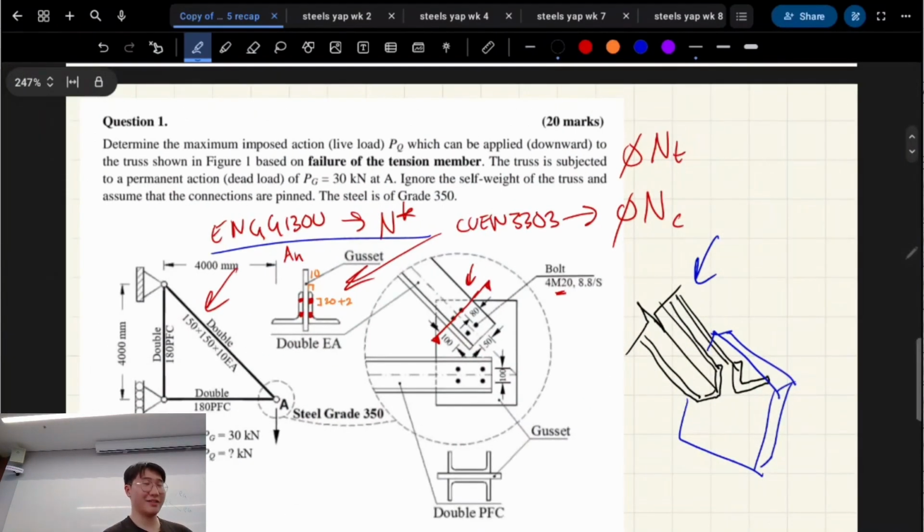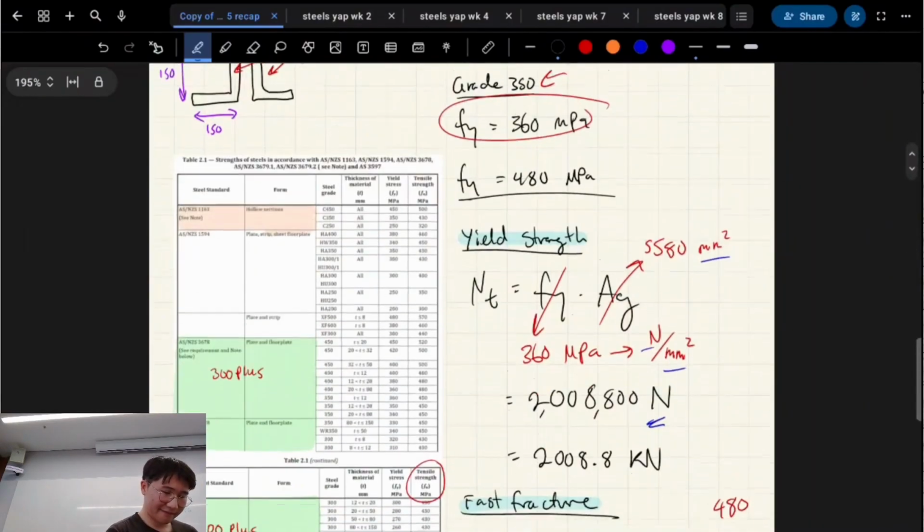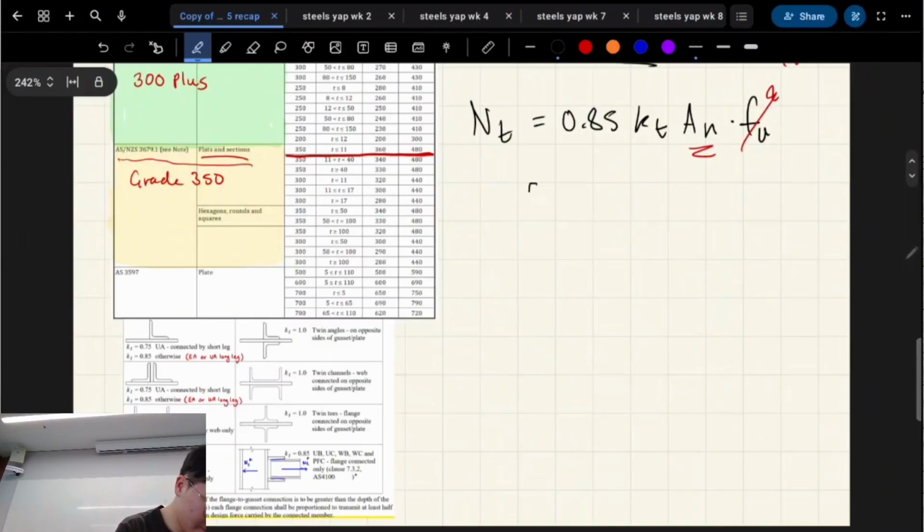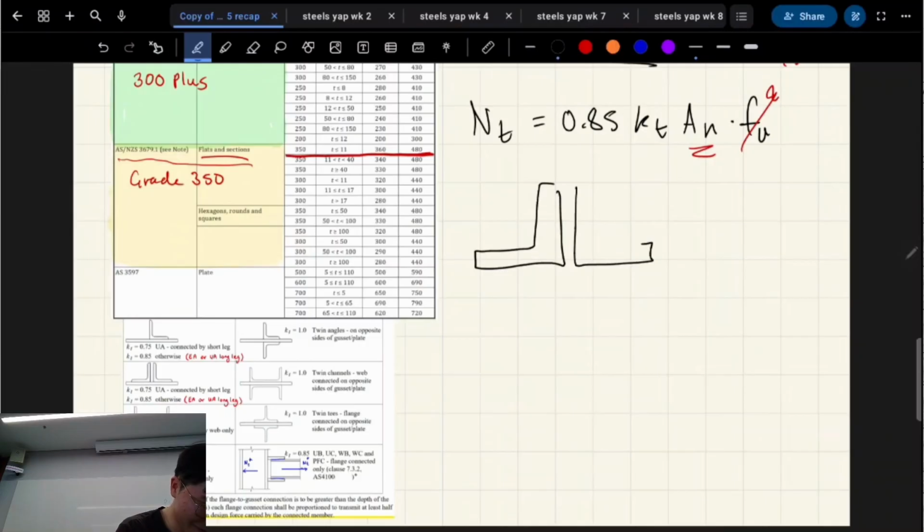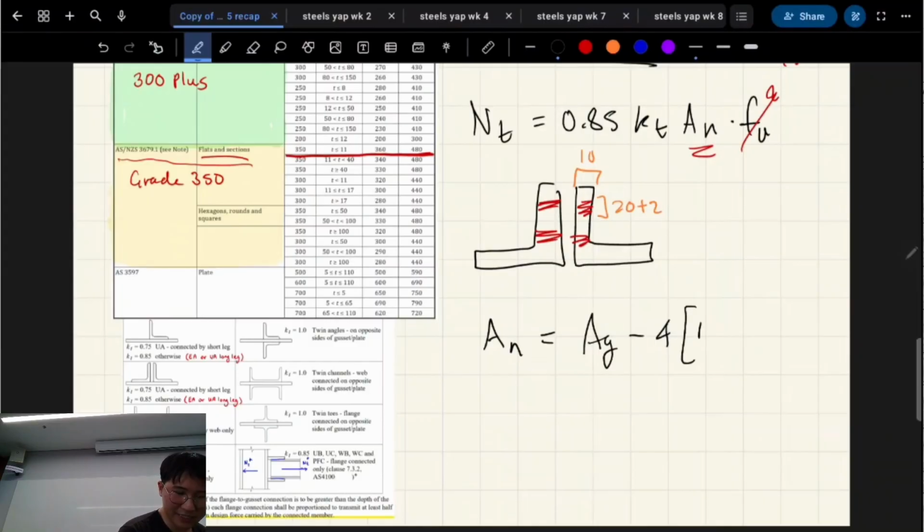Okay, I'm gonna scroll down. I'll redraw it. I didn't redraw it that well, but we're doing this, right? So that's 22. Well, I'll just do 20 plus 2. That's 10. And we got 4 holes, right? So AN is AG minus 4 lots of 10 times 22. Right? That gives us, what does it give us? 4,700 millimeters squared. Okay.